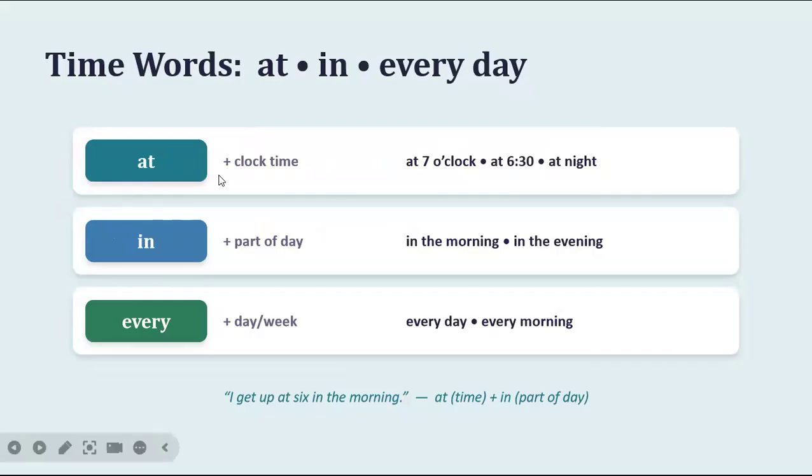So, at: you will use at plus clock time, like at 7 o'clock, at 6 o'clock, at 2 o'clock, at 1 o'clock. And for in, you will use in plus part of the day: in the morning, in the afternoon, in the evening. And every is used for every day, every morning.